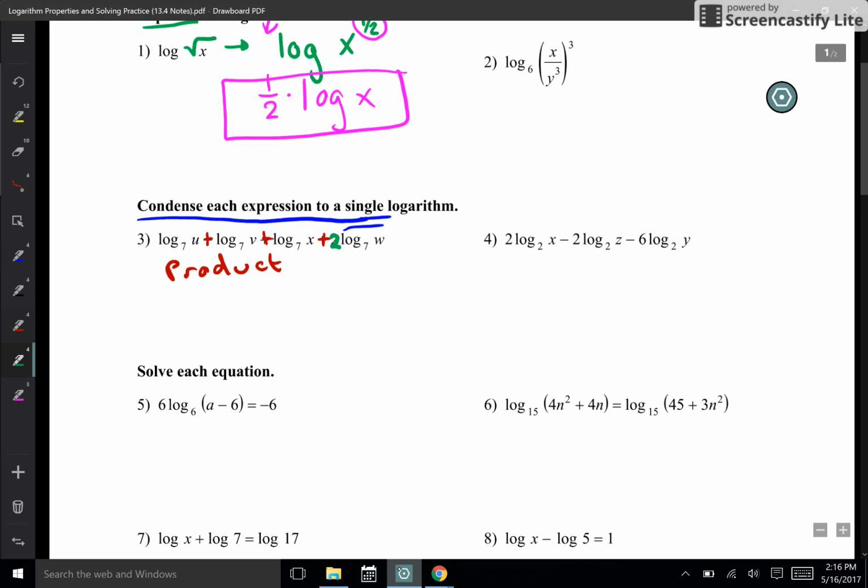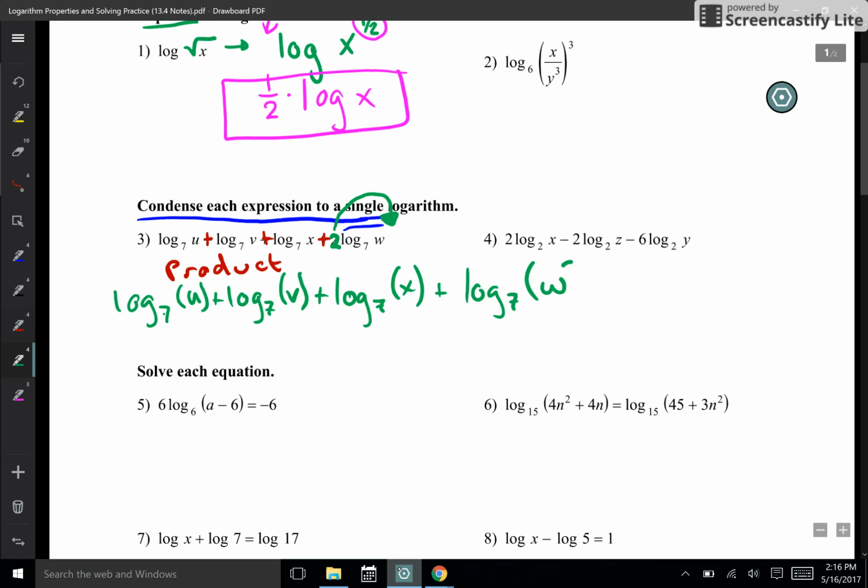The second thing that I notice is this multiplier, 2 times log base 7 of w. To take care of that multiplier of 2, I'm going to use the power rule and bring that power up to the top of the w. So I'll end up with log base 7 of u plus log base 7 of v plus log base 7 of x plus log base 7 of w raised to the power of 2 after we move that multiplier up to the exponent.